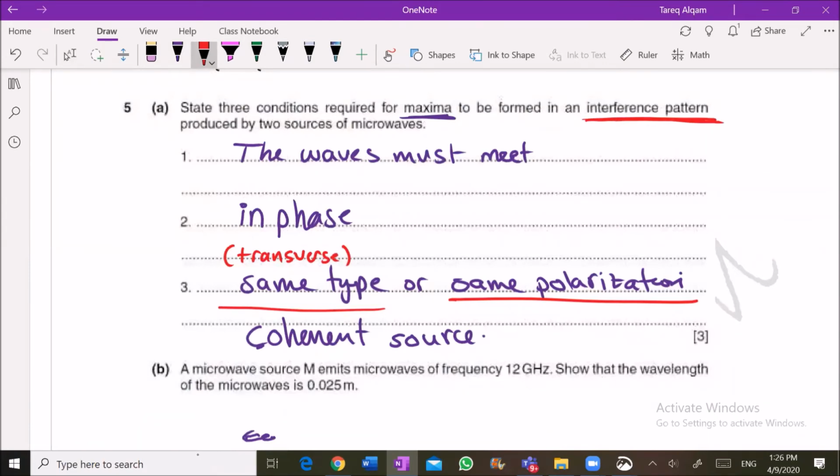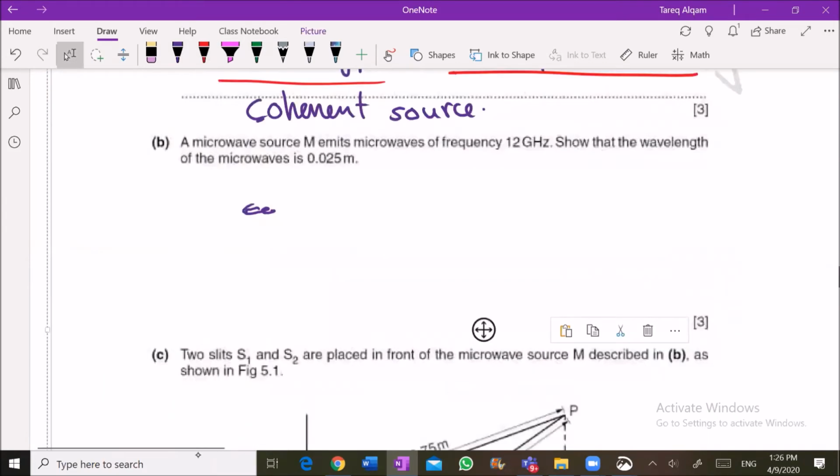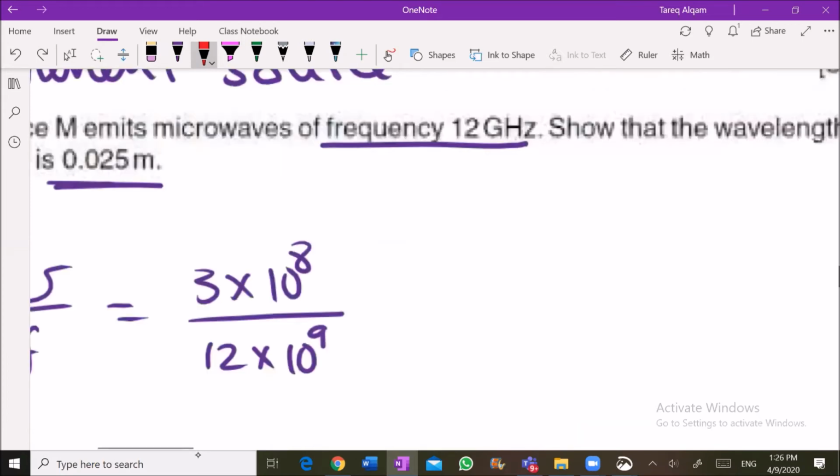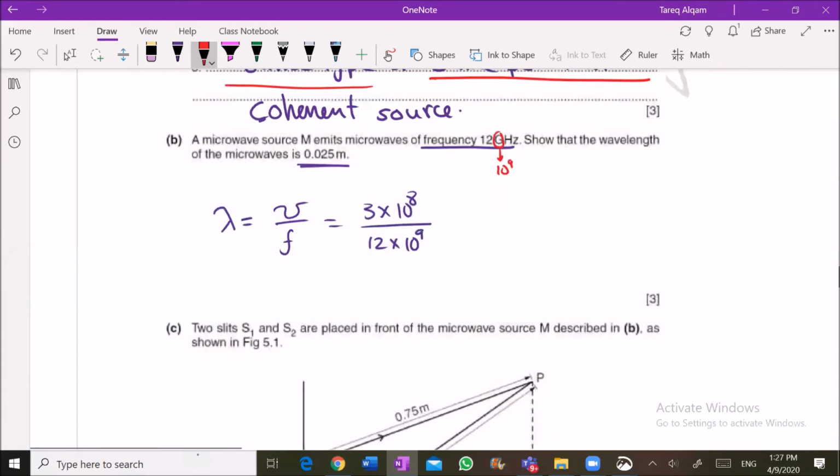Okay, now what we are asked about is easy stuff here. We are given that a microwave emits frequency 12 gigahertz. Show that the wavelength is 0.025. Wavelength equals velocity over frequency. Velocity for the microwaves is 3 times 10 to the power 8. For frequency, guys, giga, don't forget. Giga is what? 10 to the power 9, right? 10 to the power 9.